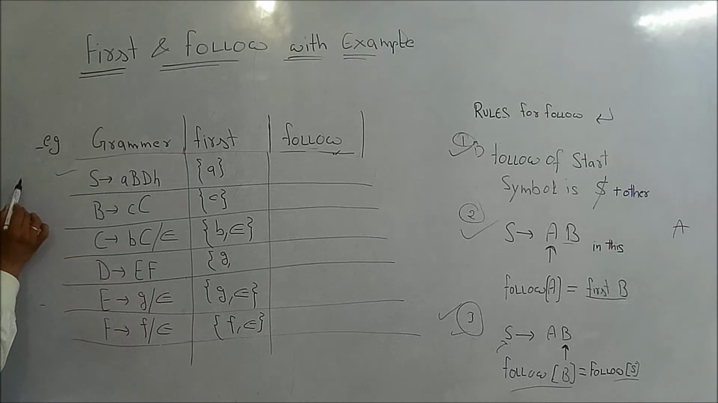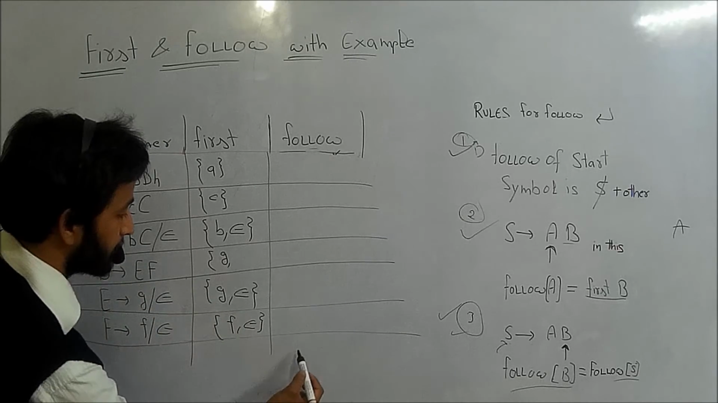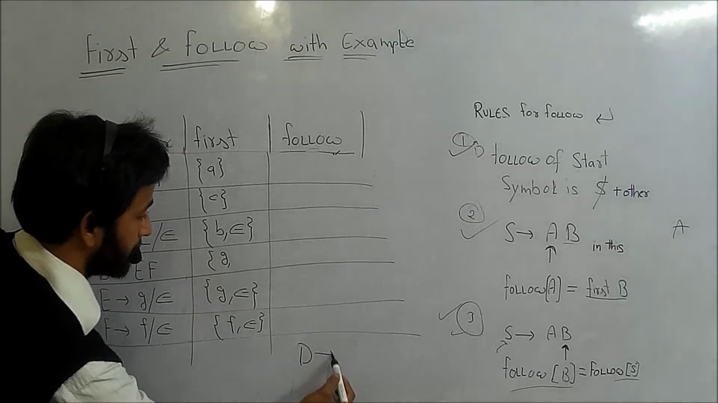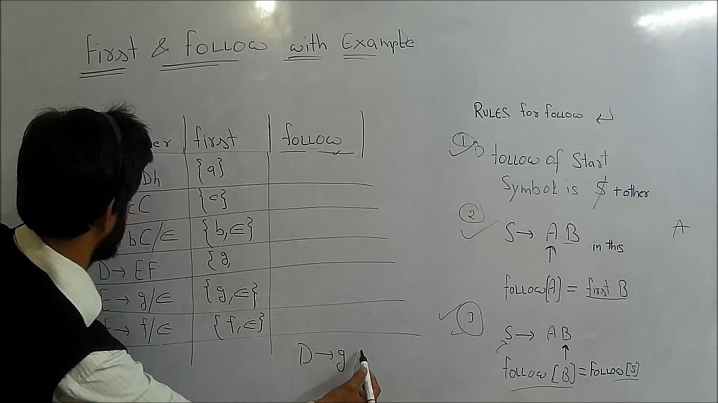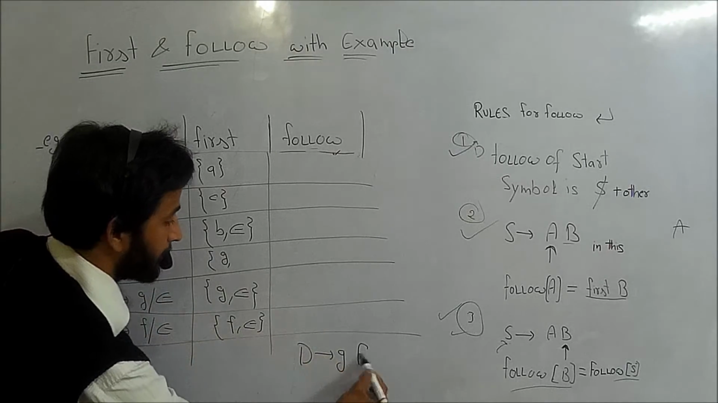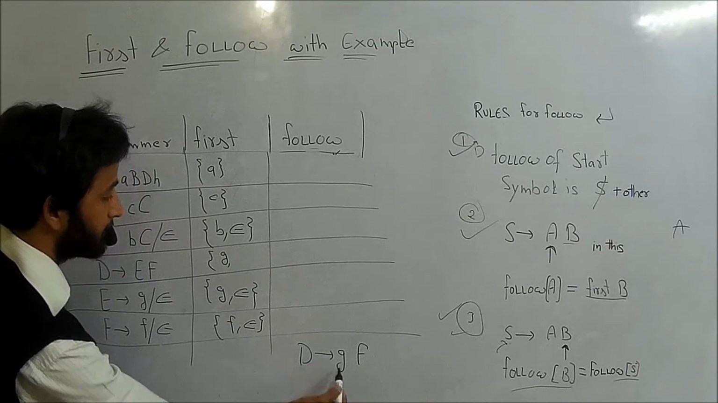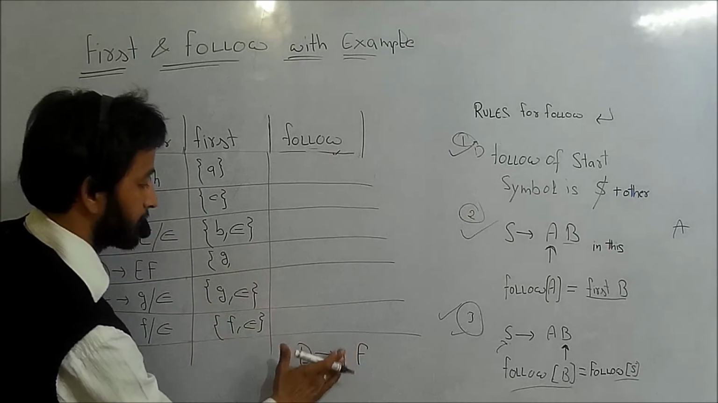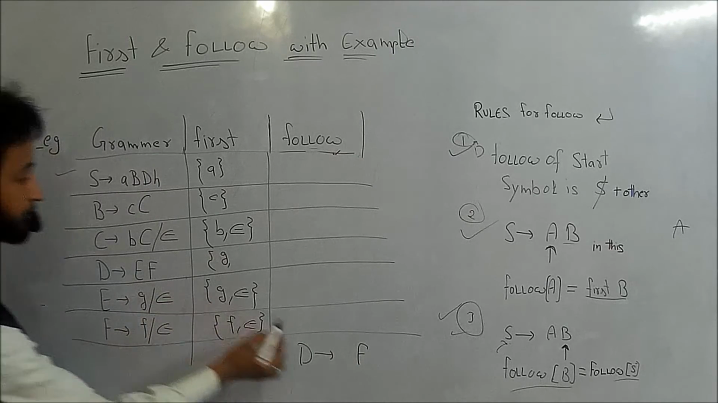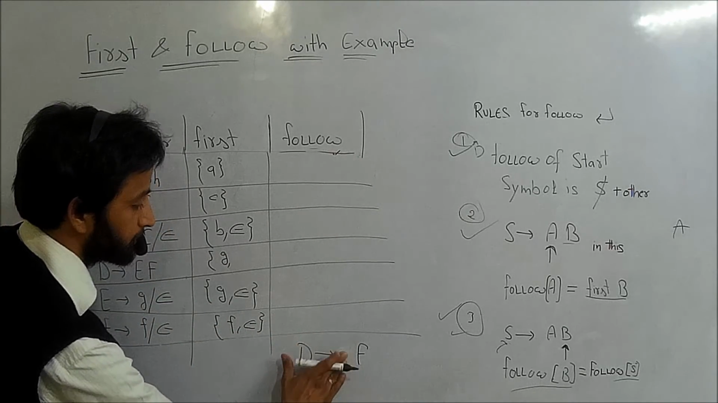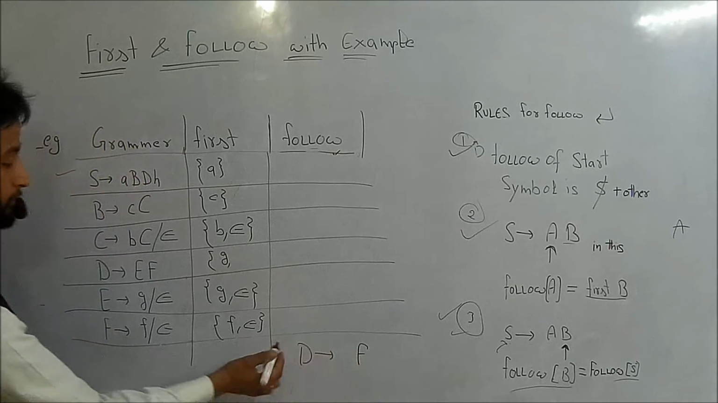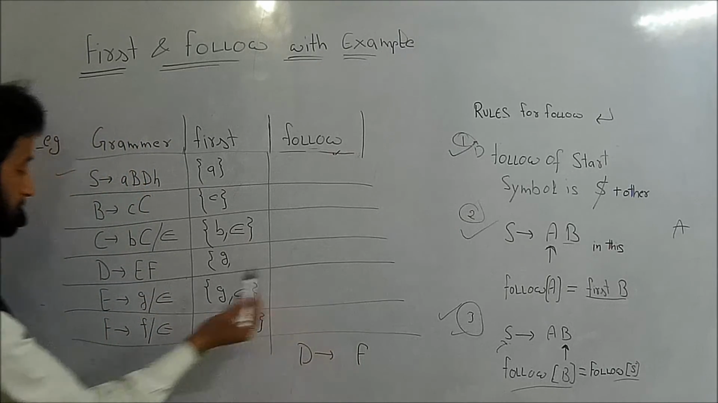Means I will put it here: as D derives, first I will put G, then it becomes G and F. The first of D is G. Okay, that's okay. Now I will put the second value, which is epsilon naught. When I put this epsilon naught here, the value becomes D derives F. So first of D is first of F.